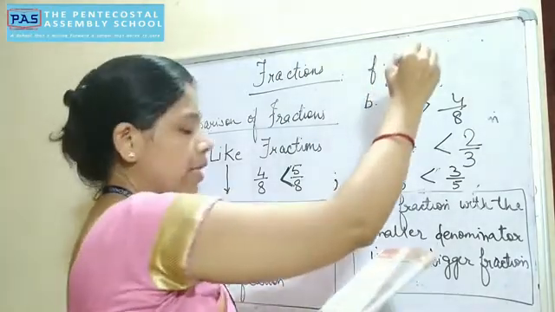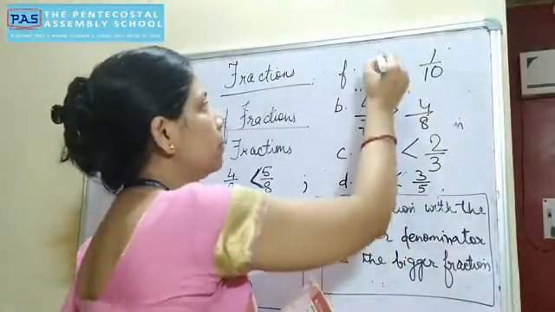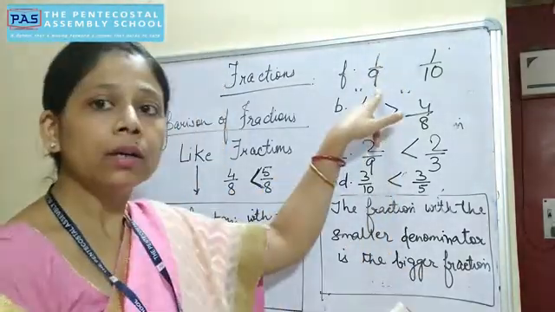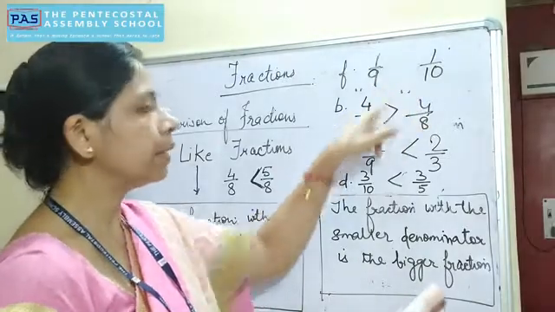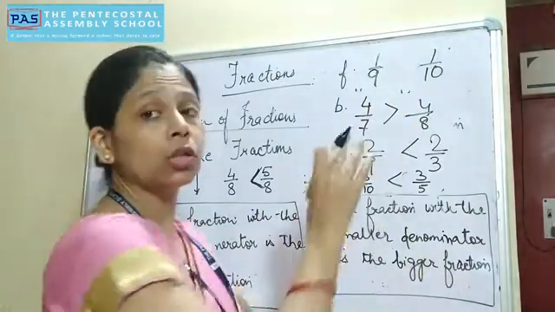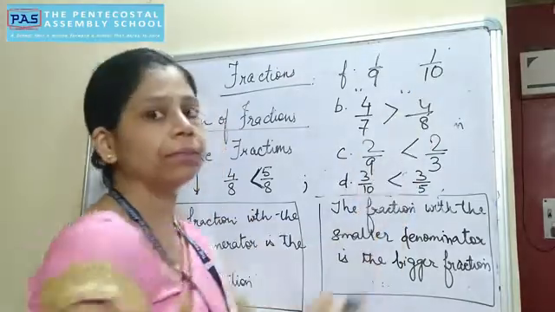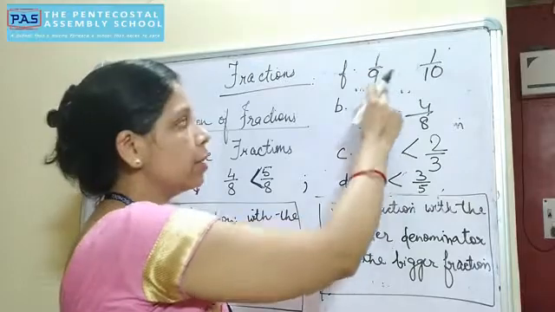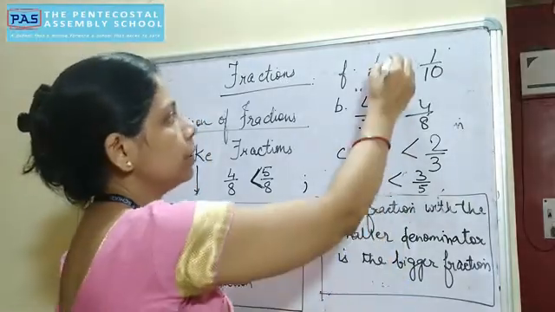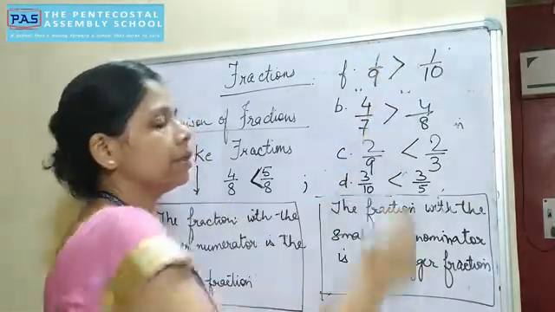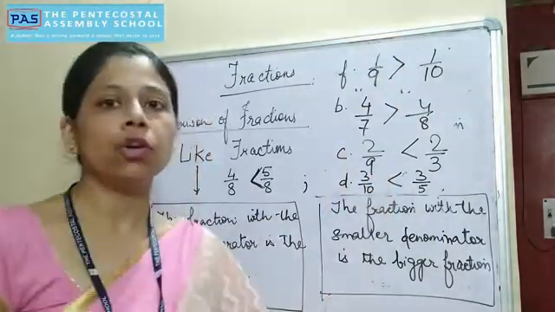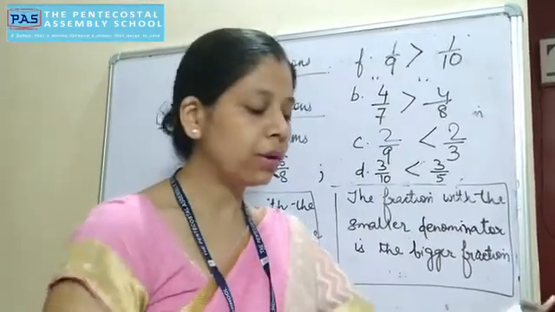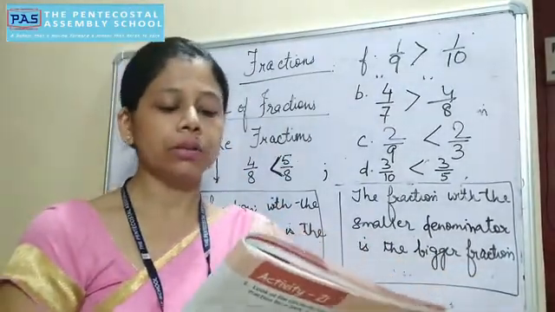Question F. 1 by 9 and 1 by 10. This is also an unlike fraction. So 9 and 10, which one is greater? This. And which one is smaller? This. So the fraction with the smaller denominator is the biggest. Okay, this is the unlike fraction with different denominators. Clear, students? Okay, now next question, that is you have to arrange the following in ascending order and descending order.